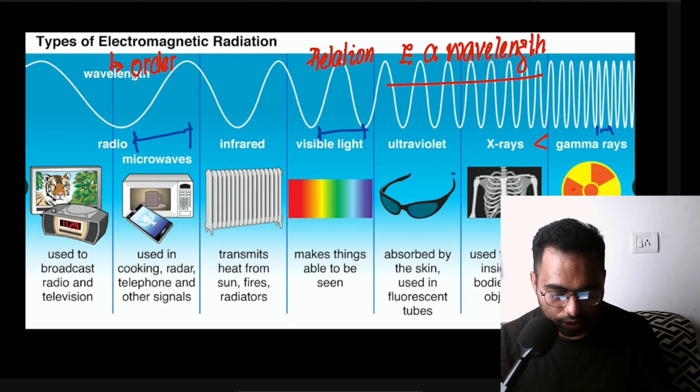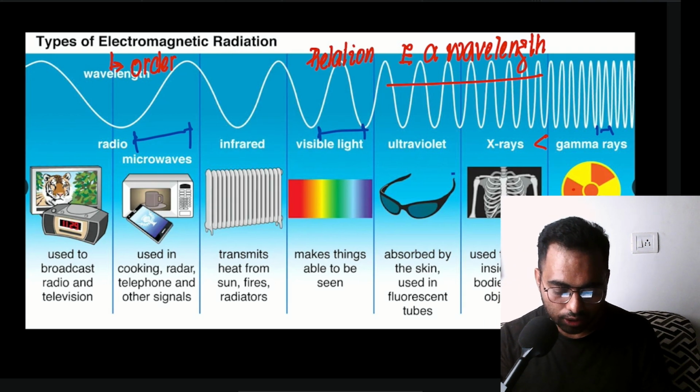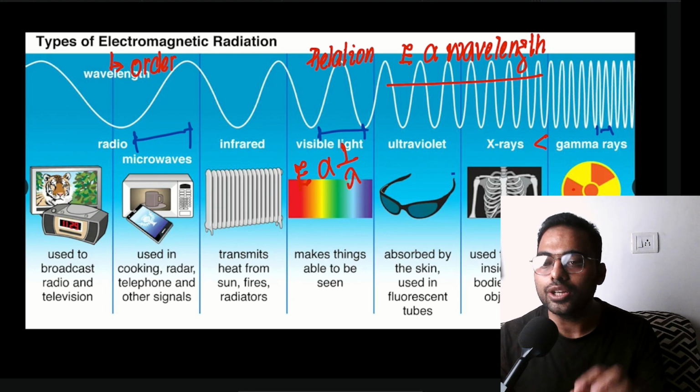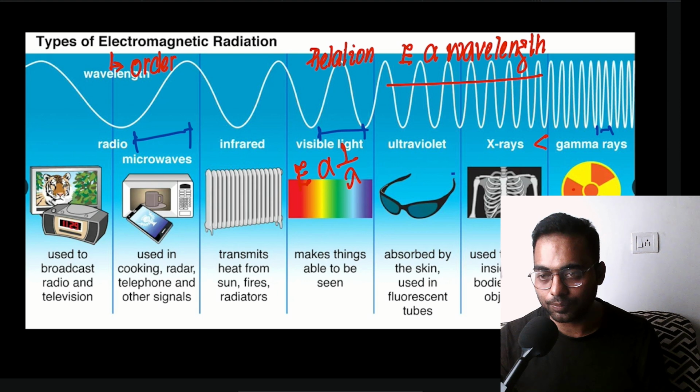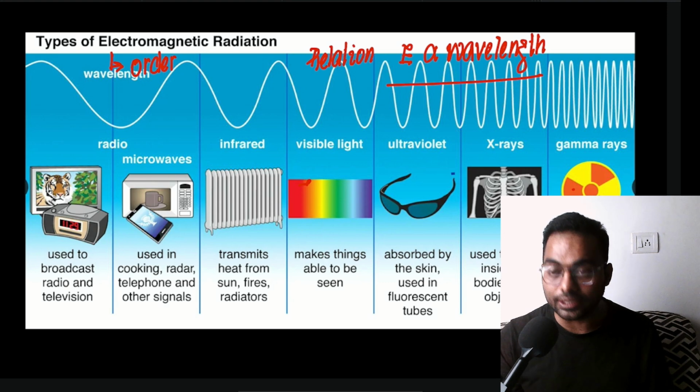That energy, I don't know why the pen is not working here. Energy is inversely proportional to the wavelength. Yani, higher the energy, smaller will be the wavelength. Shorter will be the wave. Okay? Now, why did we study electromagnetic radiation?